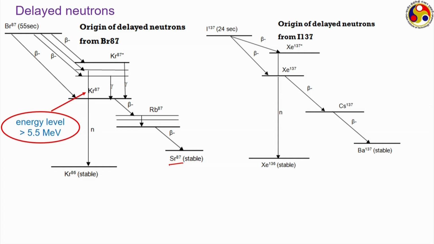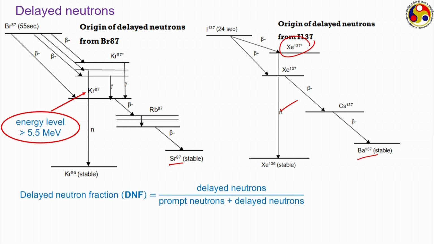Here is another example with iodine 137. It has a half life of 24 seconds, and again it can go to beta decay to produce either xenon 137 or xenon 137 star, that is excited. Xenon 137 goes through 2 levels of beta decay to reduce to Ba 137, barium 137, but it is also possible, like here this excited stage, its energy content is so high that it can dislodge one neutron from its nucleus, thereby giving this particular delayed neutron, and the final product is xenon 136.